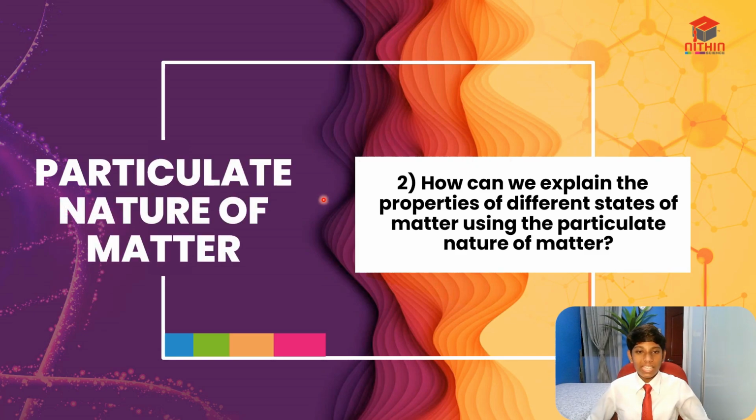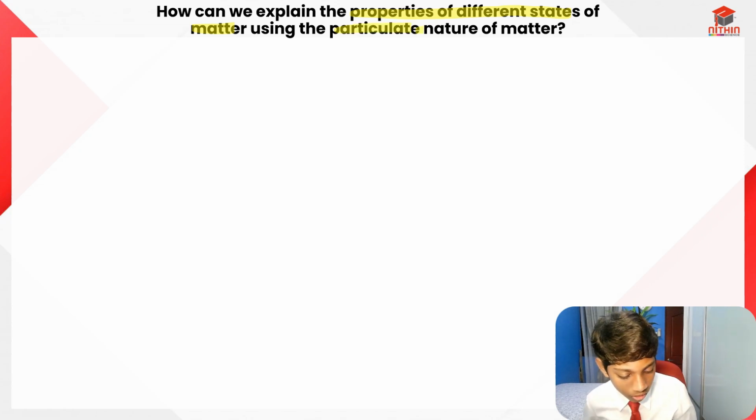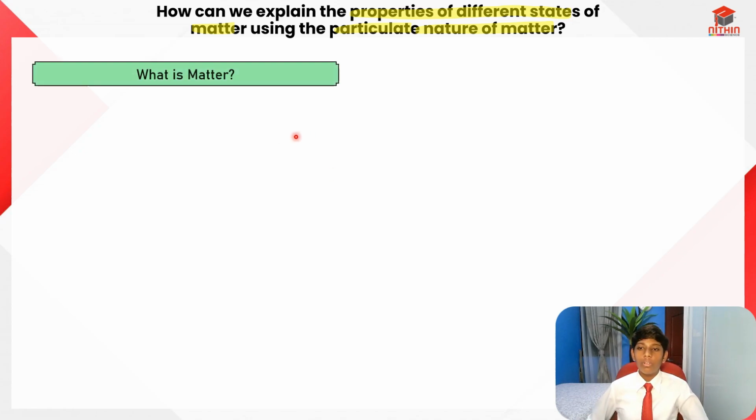Okay, for the second segment of this video, I'll be going through how we can explain the properties of different states of matter using the particulate nature of matter. That's a lot to take in, right? So let me read that out again. How can you explain the properties of different states of matter using the particulate nature of matter? I hope you understood that. So how can we do that?